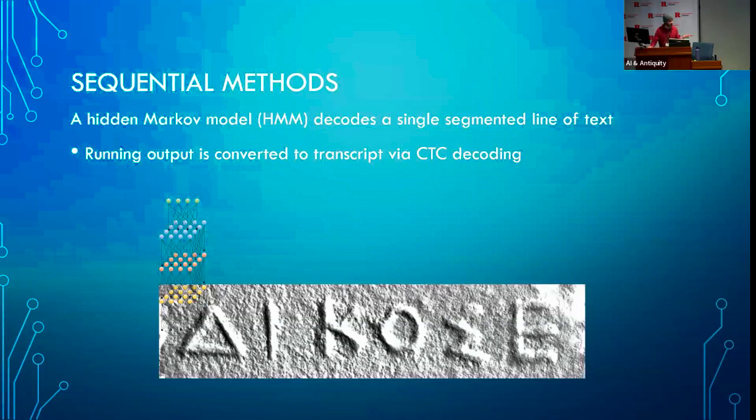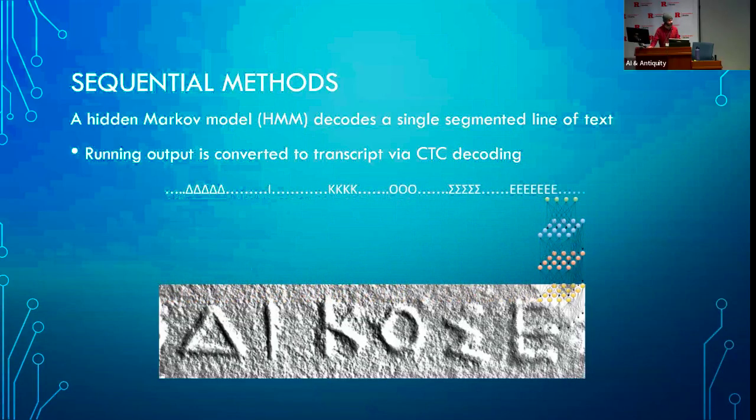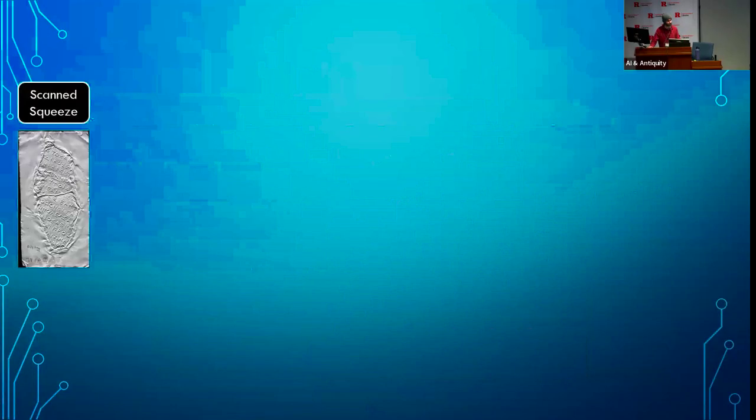So both of these take a line of text, sort of run across it and figure out where there are tokens and where there are blanks, and then you have a methodology at the end, like HMM or CTC, that turns that into an actual transcript, like Decose here.